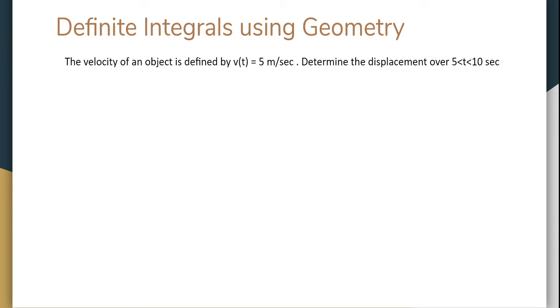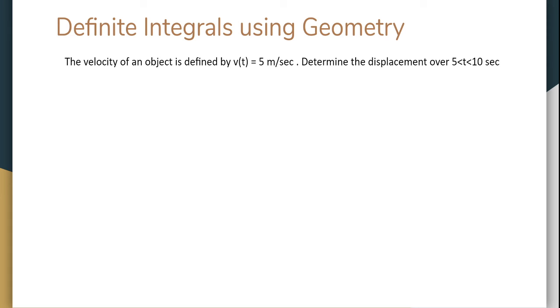Okay, so I start off with one of these definite integrals using geometry. Now this one's maybe a simple function. I'm just saying v of t is equal to 5, but I go ahead and define it as meters per second since it's velocity. So first off, let's think about if I told you that some object was moving 5 meters per second, and I wanted you to know the displacement between 5 and 10 seconds, how would you calculate that?